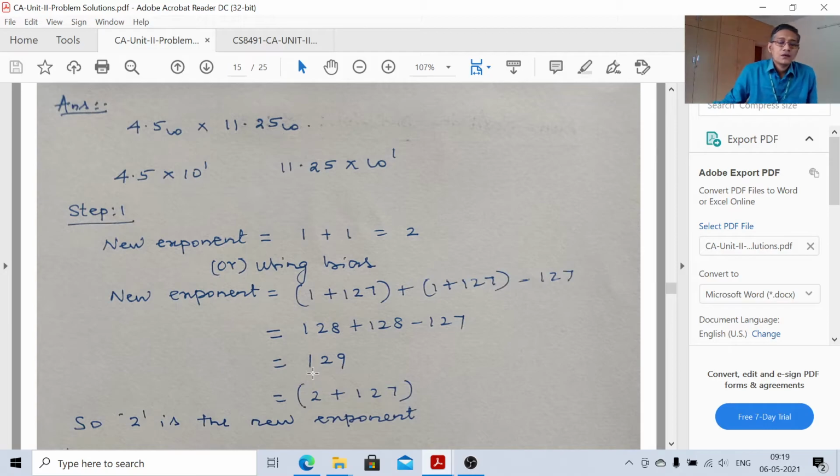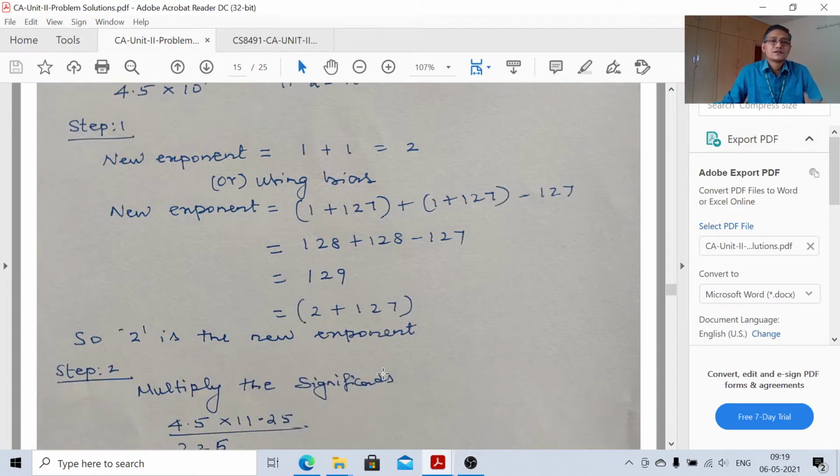Now what value do we need to add to the single precision bias to get 129? Single precision bias is 127, that we all know. So if we add 2 to 127, we will get 129. So in this way we can also obtain the new exponent. So 2 is the new exponent. This is the procedure, a correct method to calculate the new exponent. So that is the first step.